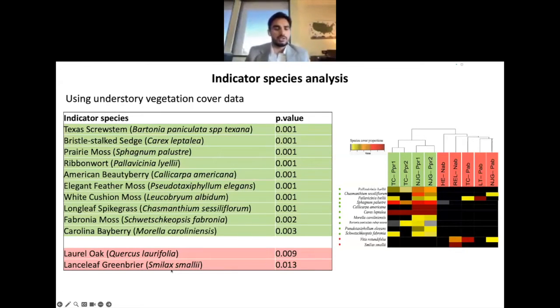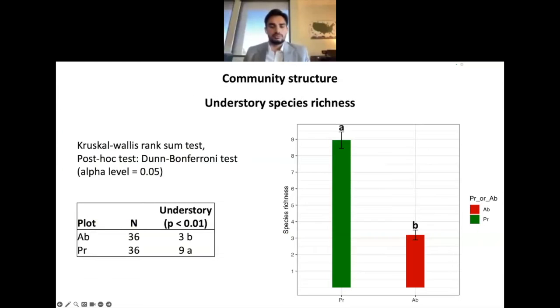Indicator species that are seen with the Texas Screwstem are bristle-stalked sedge, prairie moss, rivenwort, American beautyberry, elegant feather moss, white cushion moss, longleaf spikegrass, Fabronia moss, and Carolina bayberry. And where the plant was not seen, we found oak and greenbriars, which makes sense, in that these two microhabitats within the larger habitat are distinguishable from each other.